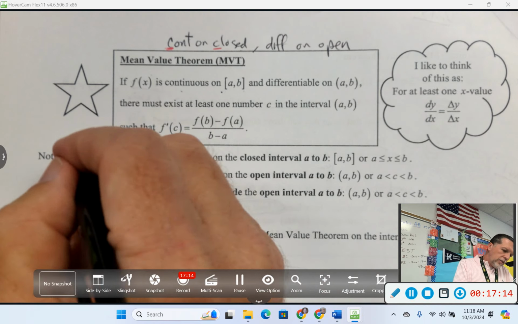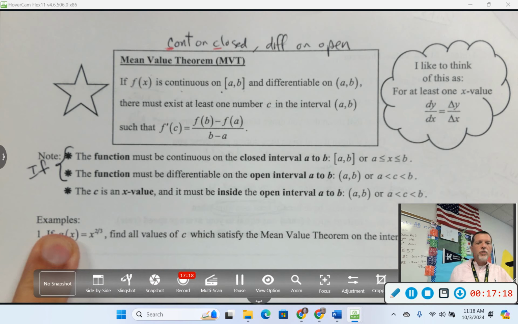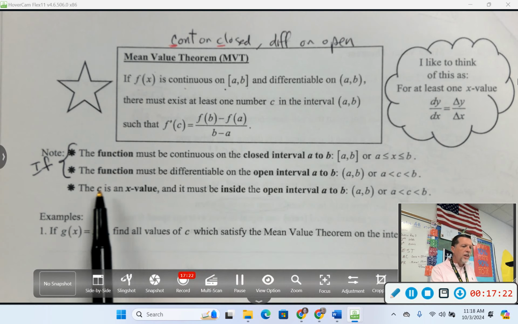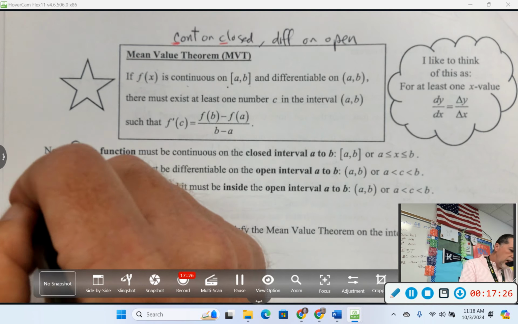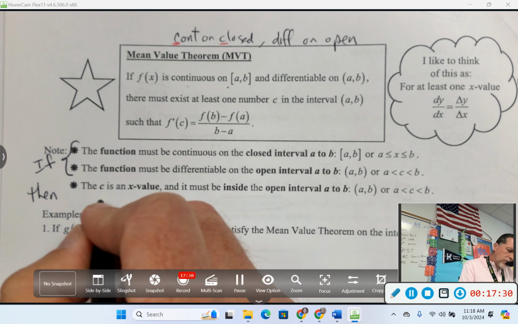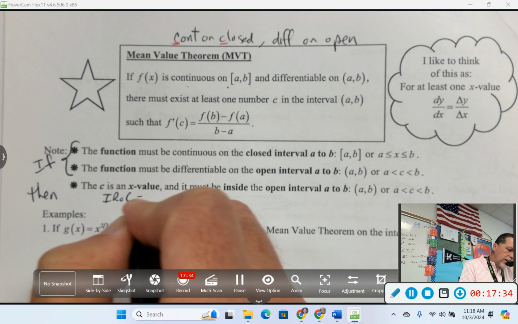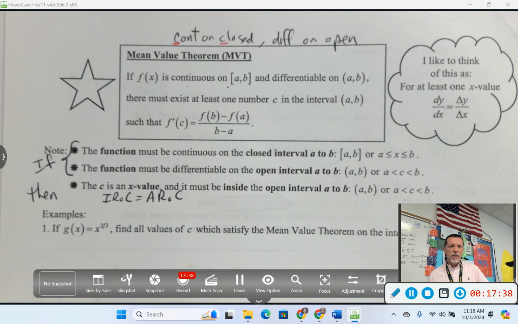In fact, here's trying to write it a different way. Here's our if statements, those first two stars. If the function is continuous on the closed, and if the function is differentiable on the open, then our conclusion is that calc slope equals algebra slope, or IROC equals AROC, somewhere.